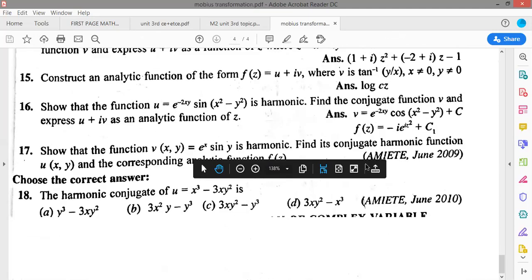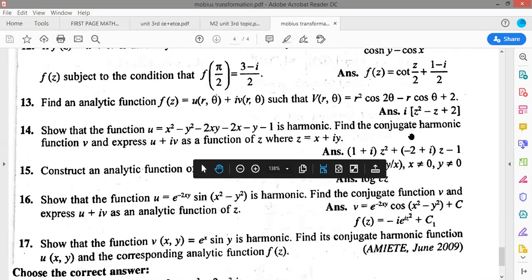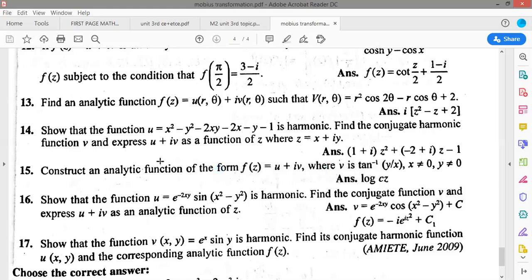There is a harmonic conjugate topic here. Just like find the real part, or calculate the imaginary part. These are questions 13, 14, 15, 16, 17. There are 5 questions. Just solve all these questions, because these 5 are very important questions, and maybe one of the questions can be asked in your final semester exam. So prepare all these 5 questions. If you guys have any issue in these questions, then I will share a solution of these questions.